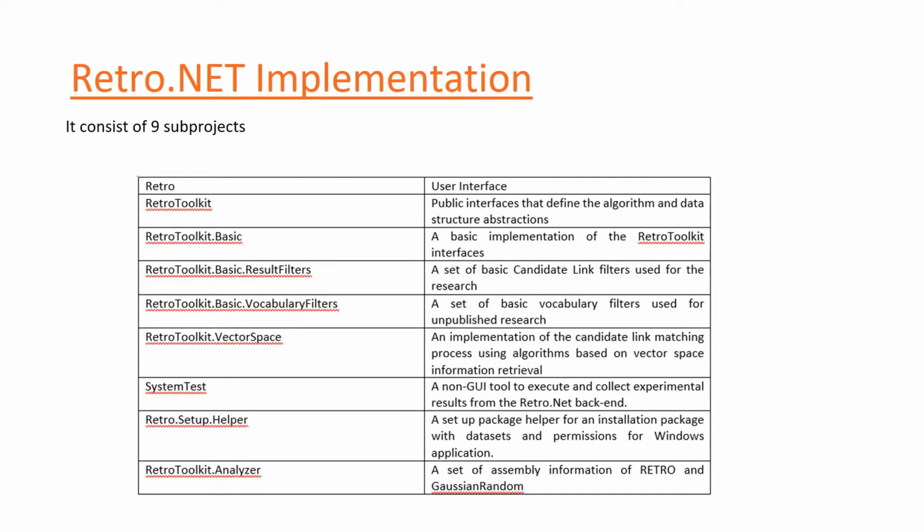So, the Retro.NET implementation. Retro.NET has 9 sub projects. In Visual Studio, you have the main solution, or main big project, and then you have all these sub projects. It's like a pluggable architecture. If you want to add some functionality, instead of making changes within the tool, you can just create a separate architecture or functionality and incorporate it in the sub project folder.